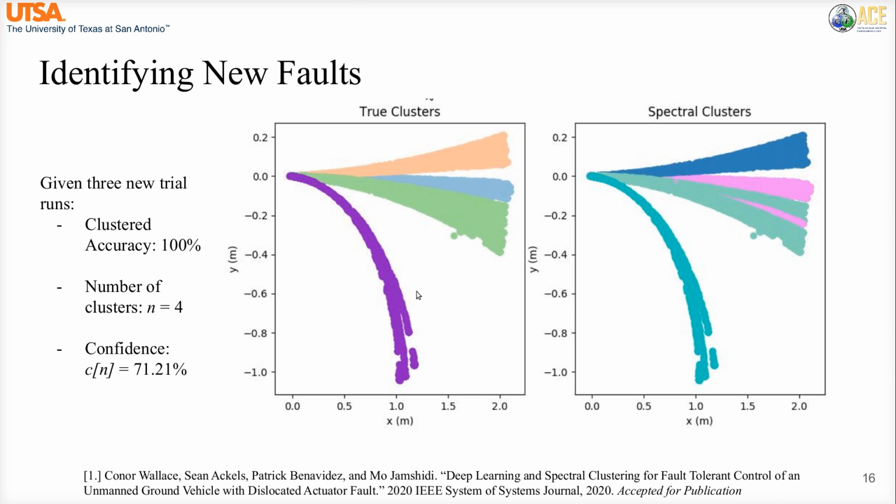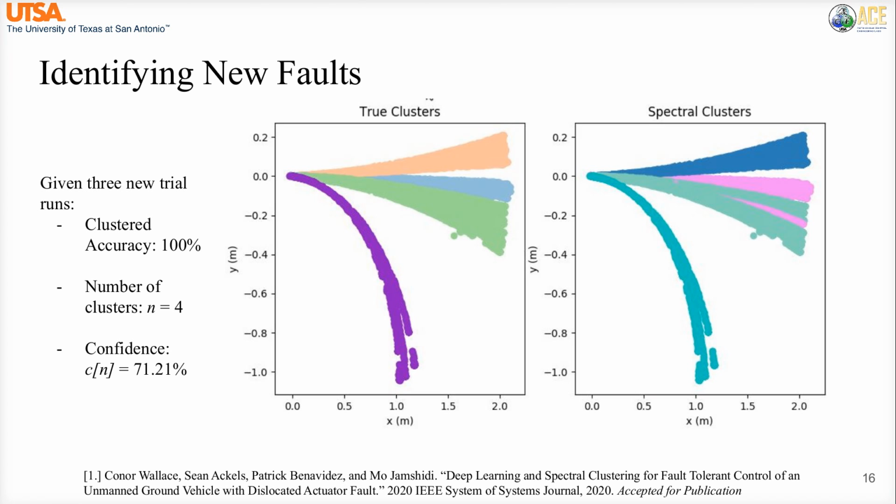One more thing we wanted to do, because the idea is that it's able to pick up on new faults as they enter the data set, was that I recorded 20 more trials of a new fault. The fault was that I dislocated the front right tire of the UGV, which caused the UGV to severely drift towards the direction of the dislocated tire.